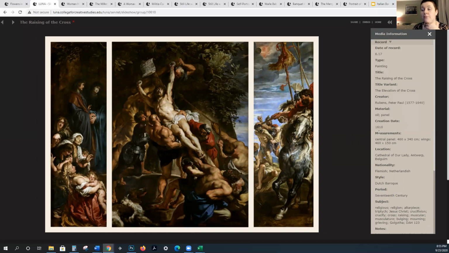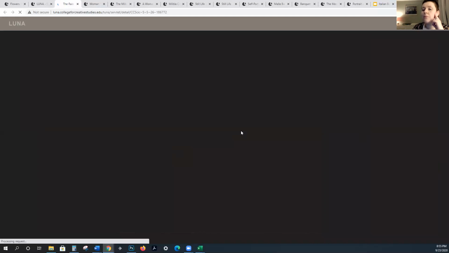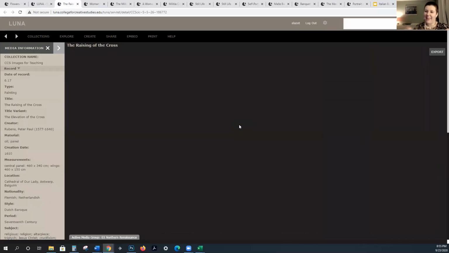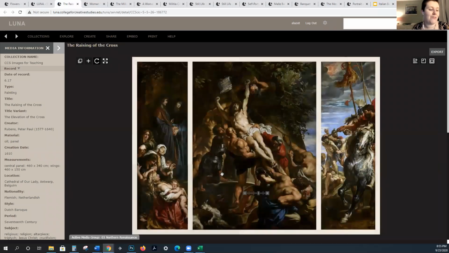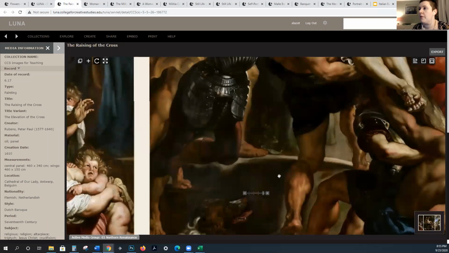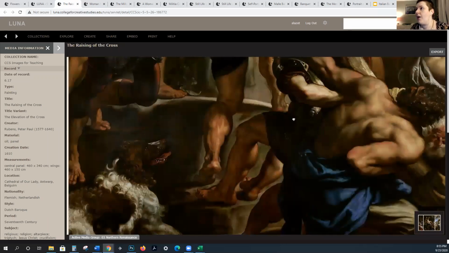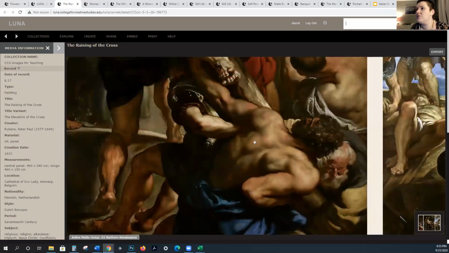The Raising of the Cross, 1610 by Peter Paul Rubens. Okay, so you can see diagonals. It is didactic, it's educational, right? And you can see the musculature. So he really, really emphasizes the physicality of his bodies. These are not ephemeral or ethereal individuals. These are very firmly bound to the earth, okay? And you can see the musculature in this back.